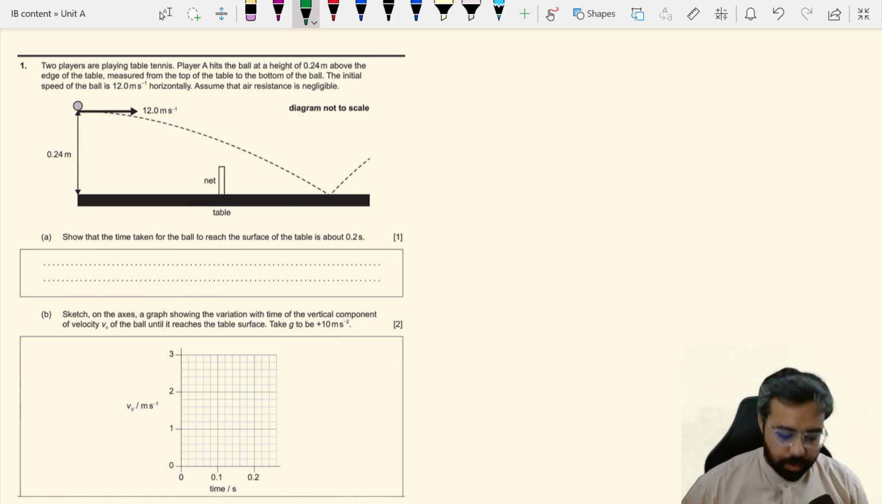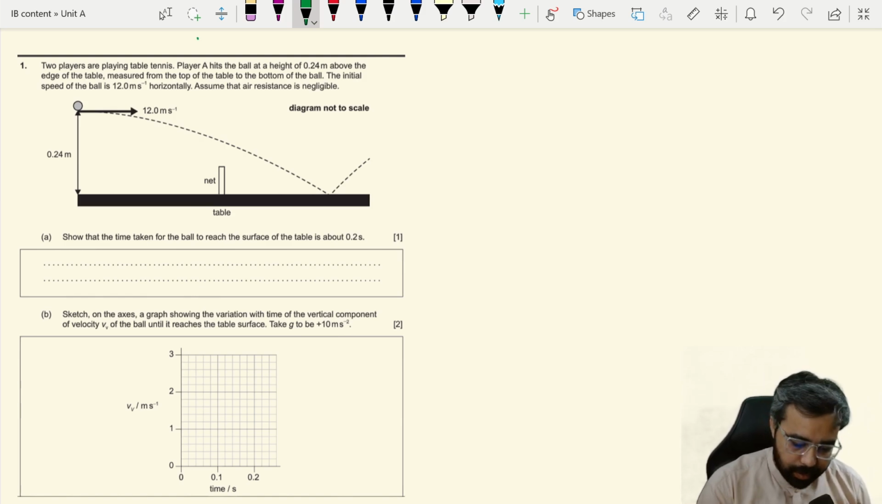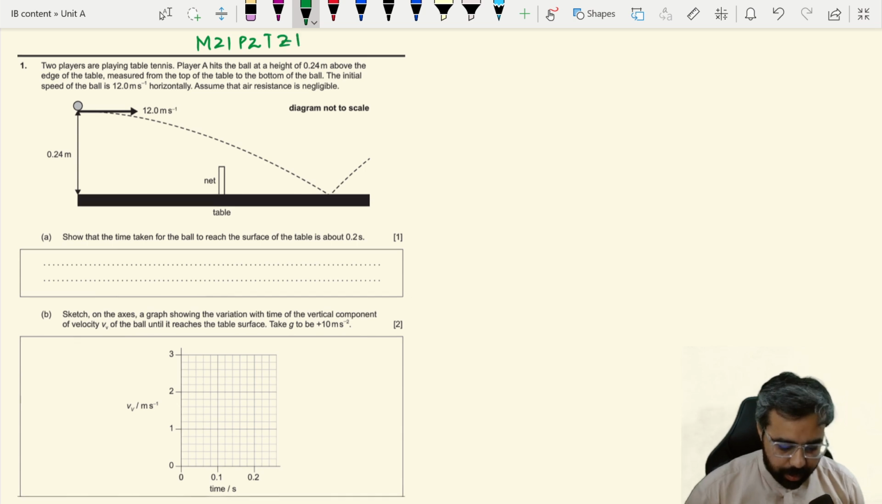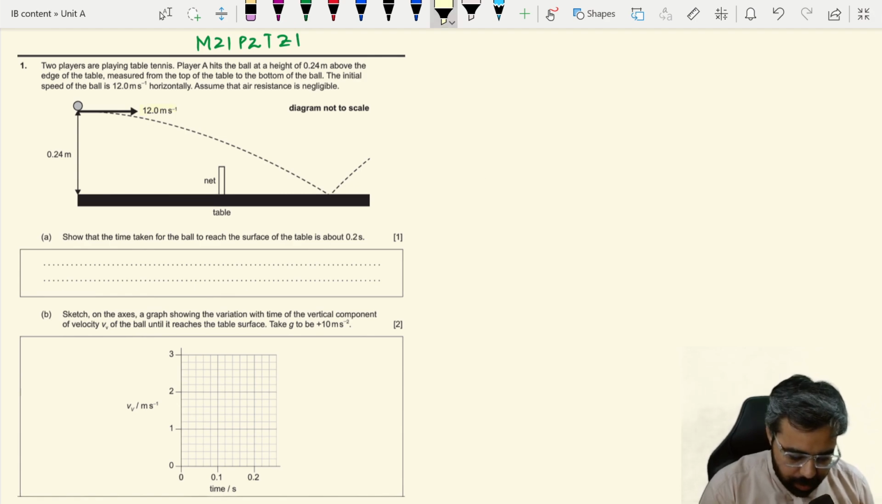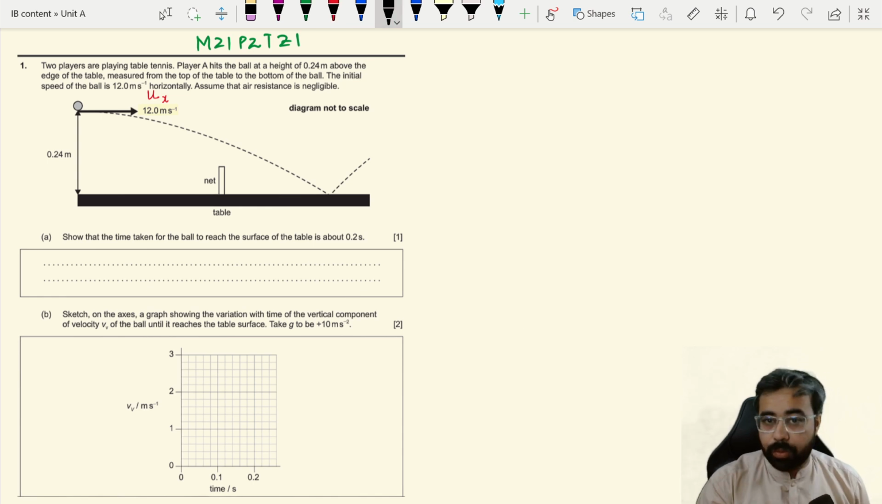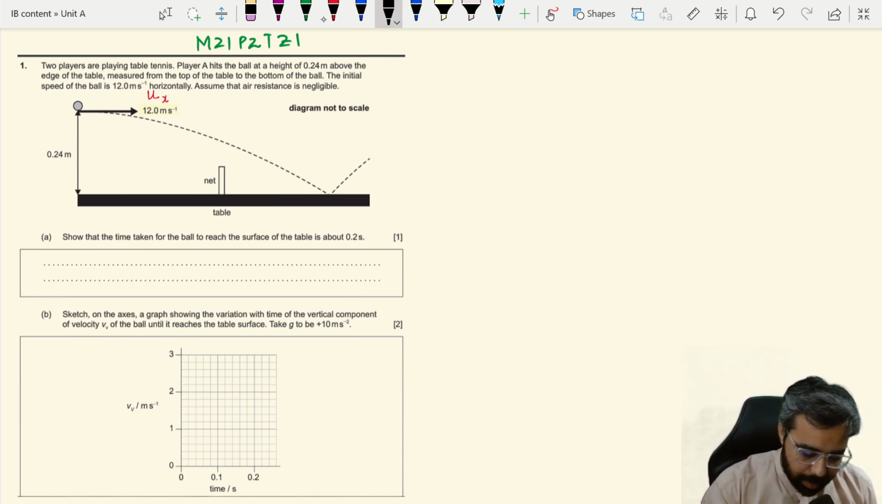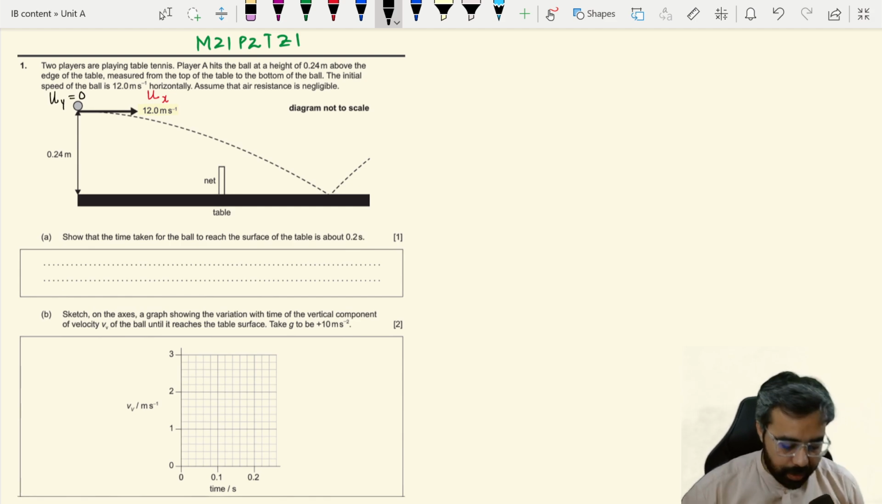This question is about horizontal projectile motion, which I have taken from the May 21 paper 2 time zone 1 for HL and SL. So as you see, a ball is thrown with an initial velocity of 12 meters per second, which we can represent with the letter u, and you can also write ux. Whereas you see that the ball is not thrown at any angle other than 0 degrees, meaning that the ball is not thrown like this. So that's why we can say that the initial velocity along the y-axis is 0 meters per second, which we will use later in SUVAT equations.